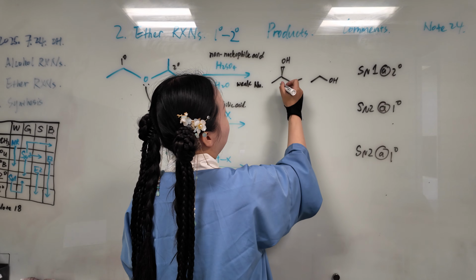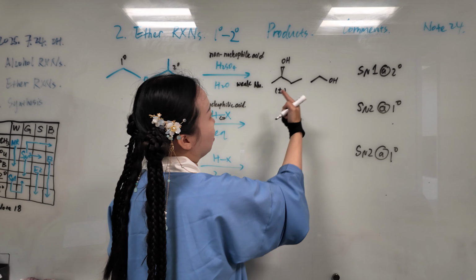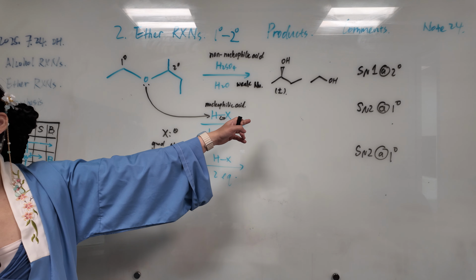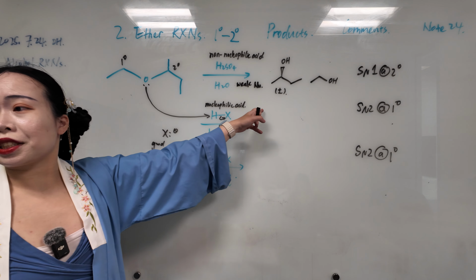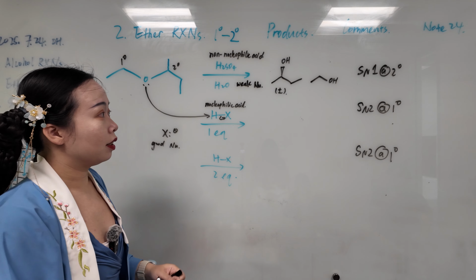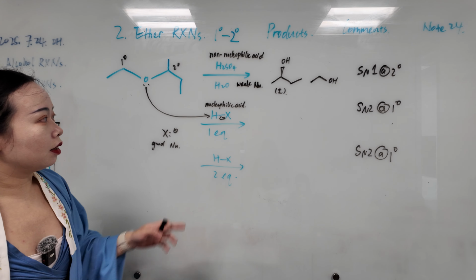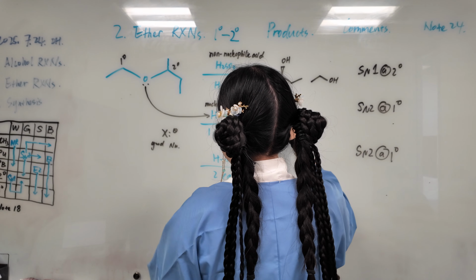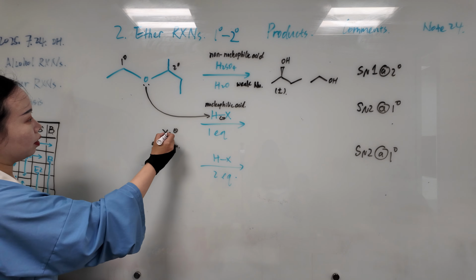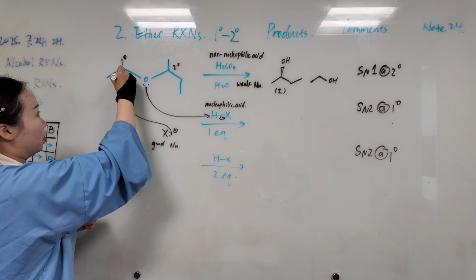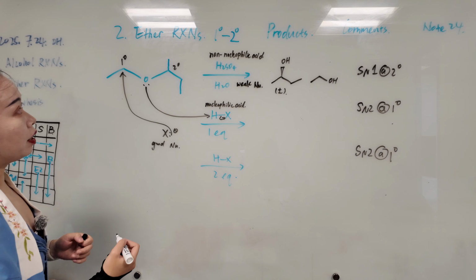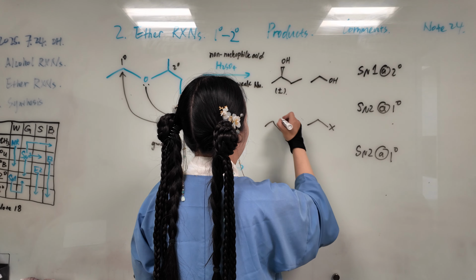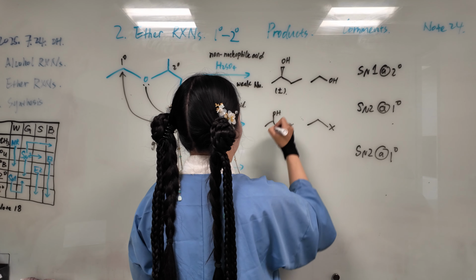Okay, why do I do this? Because SN1. There's another one, I just don't have the place to write. If in the exam, please write both. Okay, this one, SN2. So X will attack here, and the leaving group leaves. So this one gets X, this one gets OH.